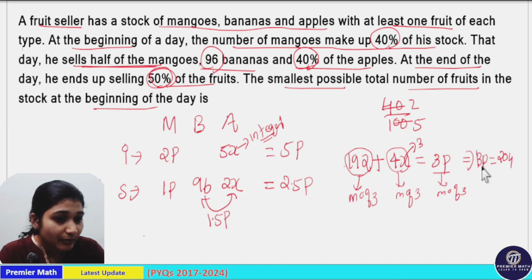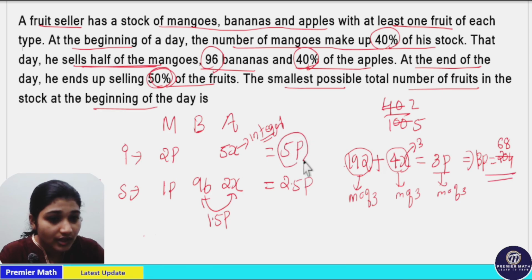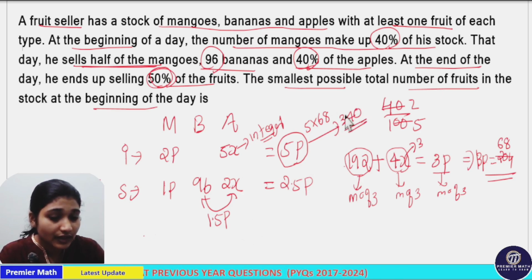3 parts is 204, which means 1 part is equal to, 3 goes 6 times in 18 and 3 goes 8 times in 24, so 1 part is 68. Which means the total number of fruits is 5 parts. So 5 parts means 5 into 68, which is 340. So 340 is the total number of fruits with him. Here we take the minimum possible value for x. So the minimum number of fruits is equal to 340.